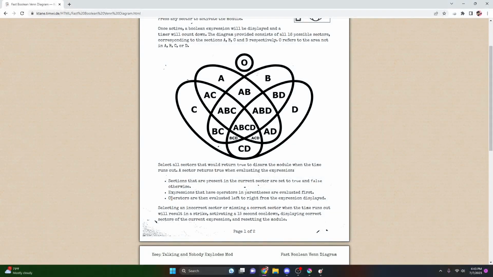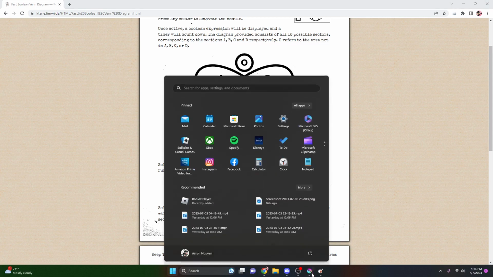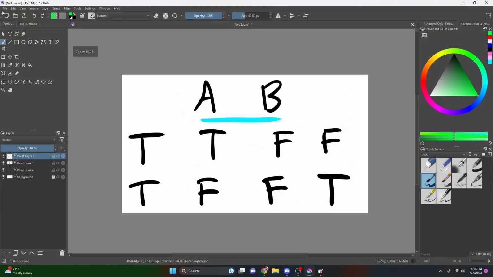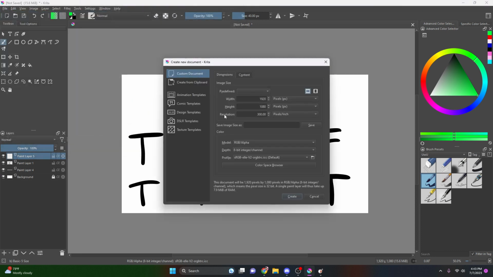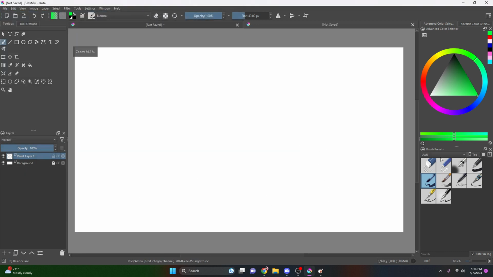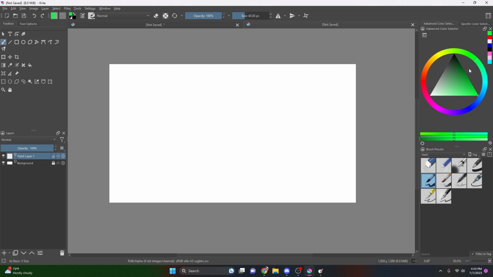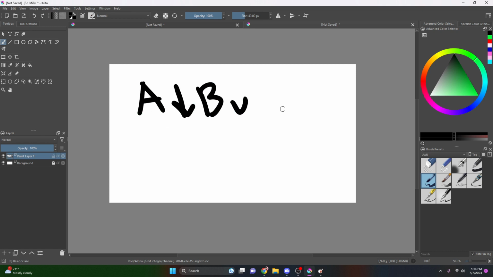And then it says here, expressions that have operators in parentheses are evaluated first. Operators are then evaluated left to right from the expression displayed. So what that means is, let me get a new one here. Let's say you get an expression like this, and yes, this can appear. I'm just thinking of it off the top of my head.